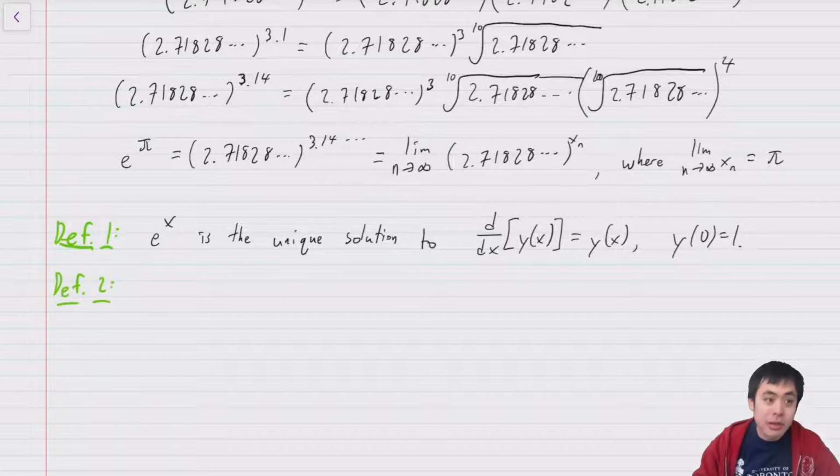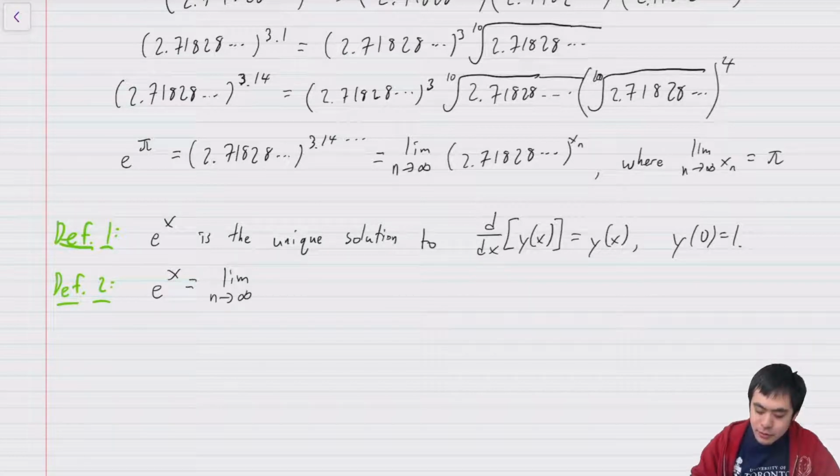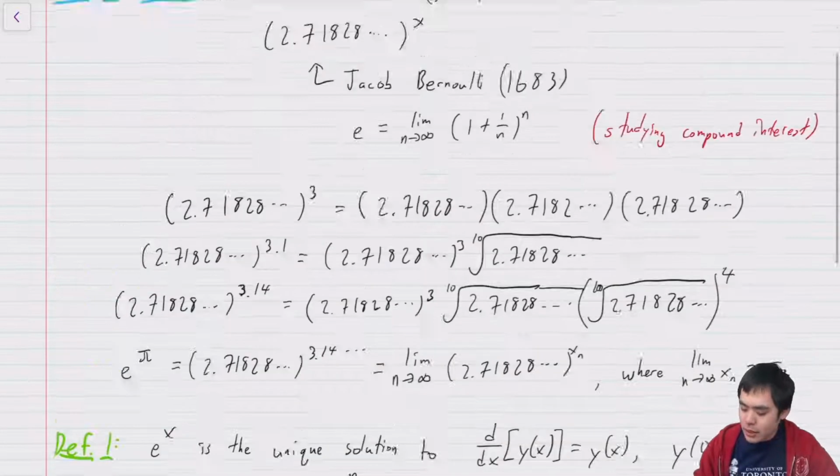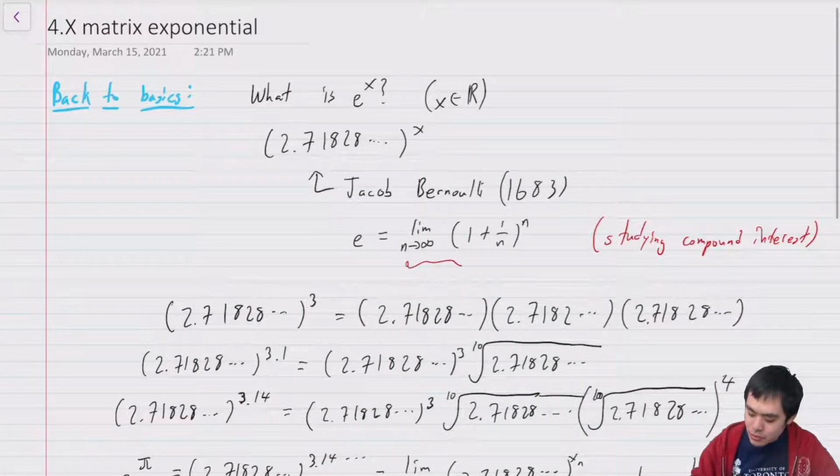Okay, but there are a couple other definitions, and one of them has to do with this limit of continuous compounding. So e to the x is also equal to the limit as n approaches infinity of 1 plus x over n to the n. And this definition is very similar to this definition here.